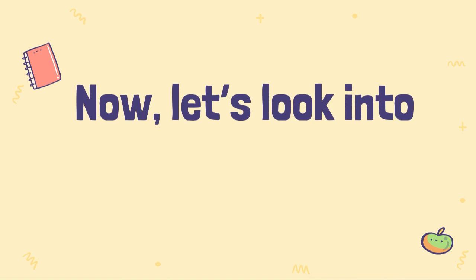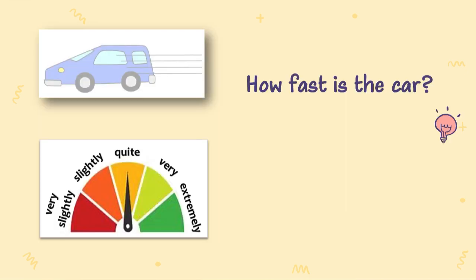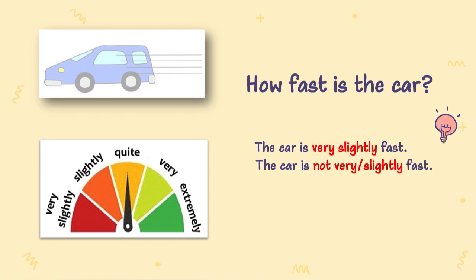Okay, so now let's look into adverb of degree. So adverb of degree tells us about the intensity of something. It is placed before the adjectives. We are going to look into some examples after this on how to use adverb of degree. Alright, so for example, the car. You want to tell someone how fast is the car, so you use adverb of degree. The car is slightly fast, only slightly fast.